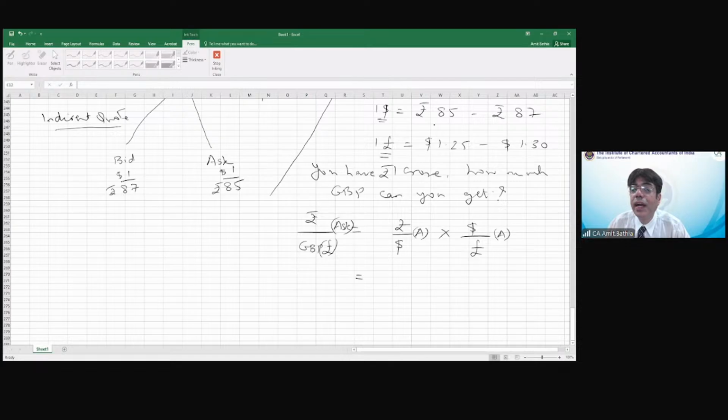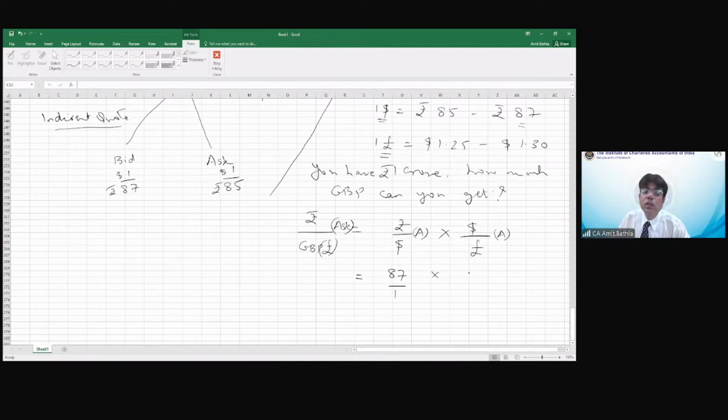Do I have the rupee upon dollar ask rate? Yes, that I have. Do I need to do 1 divided by 87? No, sorry, I will just write 87, because it is dollar. Already the quoted currency is dollar here, so I don't need to convert that.